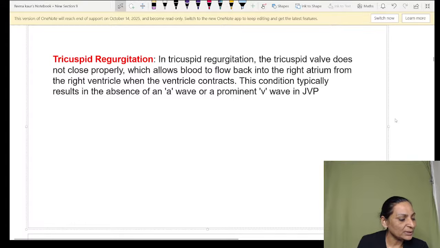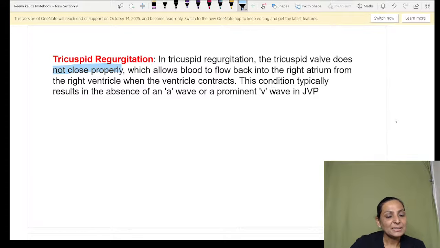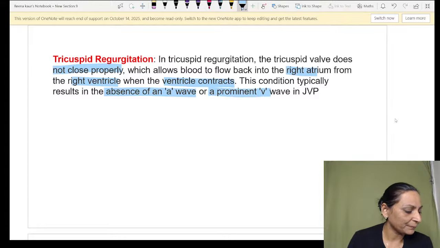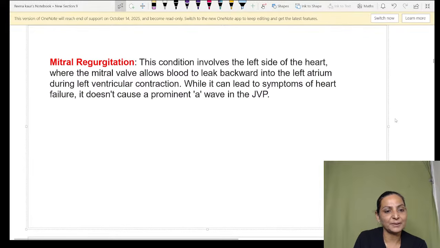Now looking into the other options, that is tricuspid regurgitation. In tricuspid regurgitation, the tricuspid valve is not closing properly, right? This allows the blood to flow back from the right ventricle into the right atrium even when the ventricles are contracting. So this condition is going to actually result in an absence of the A wave but a prominence of the V wave in JVP. Right, absence of A wave and the prominence of V wave in JVP.